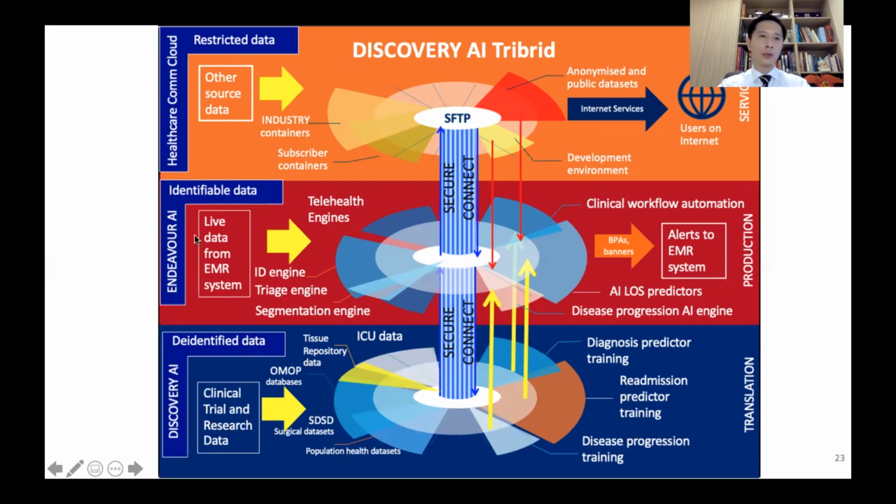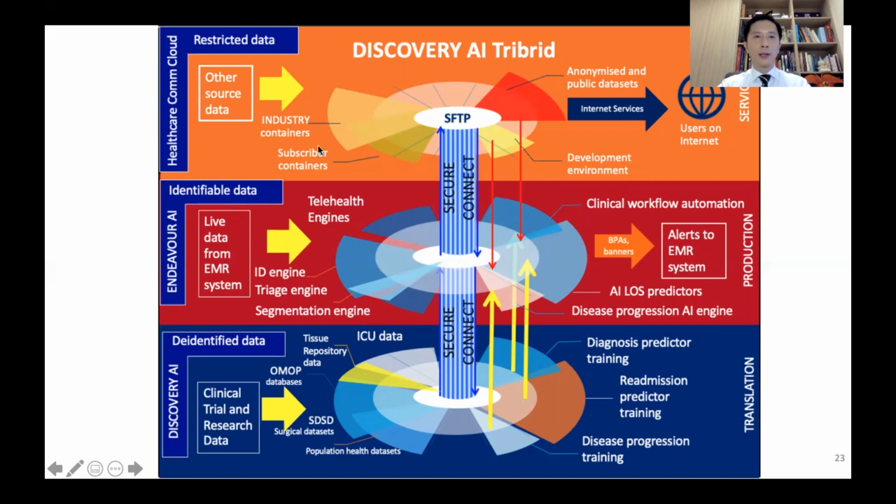What we built now is Endeavour AI, which is a production-level platform that allows us to consume data from the EMR system. We are transitioning to the Epic EMR system, where the live data is fed into the different AI models, and it generates what we call best practice advisories back to the EMR system to advise doctors to alter their practice depending on the AI output.